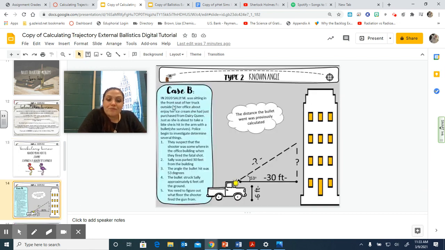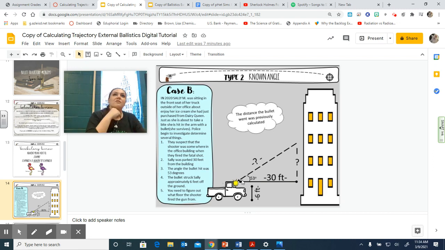All right, so here's case B. In 2020, Sally M was sitting in the front seat of her truck outside of her office about to enjoy ice cream she had just purchased from Dairy Queen. Just as she is about to take a bite, she gets hit in the arm with a bullet and she survives. The police begin to investigate and determine several things. The shooter was somewhere in the office building when they fired the shot. Sally was parked 30 feet from the building. The angle the bullet hit was 53 degrees.